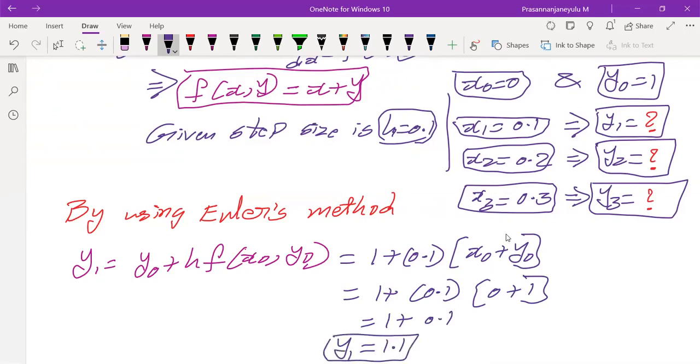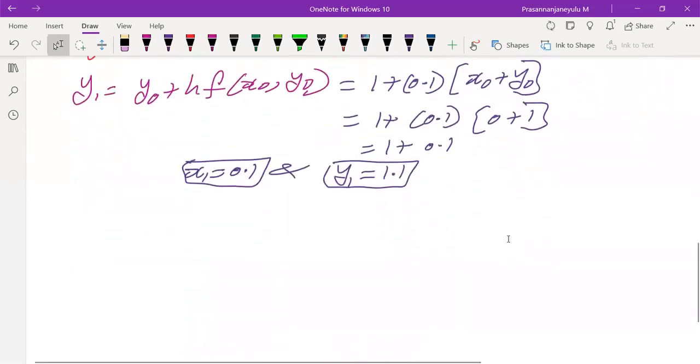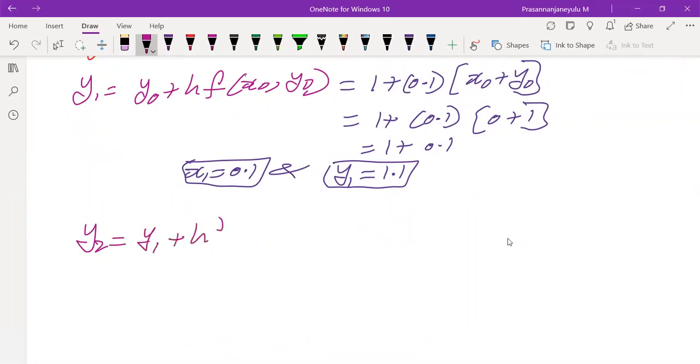So what is the value of x1? X1 is equals to 0.1. So these are the values required for us for finding the next y2. So what is the formula of y2? Step 1 is finished. Step 2. What is the step 2? Y2 formula. Y2 is equals to y1 plus h into f of x1 comma y1, which is equals to, here we have to substitute all the values of x0, x1, y1 and h value.